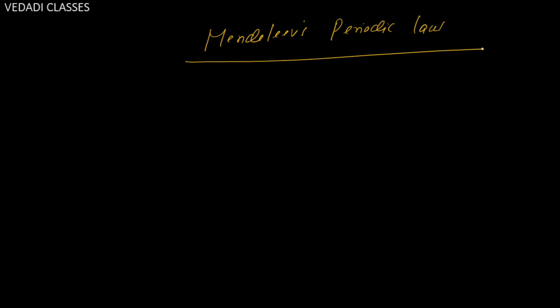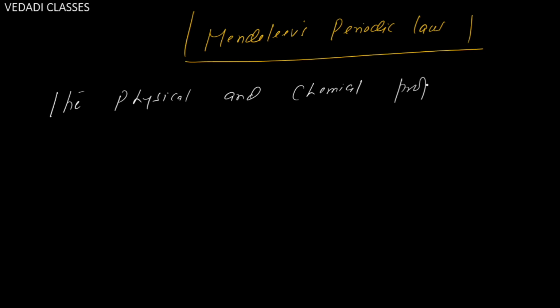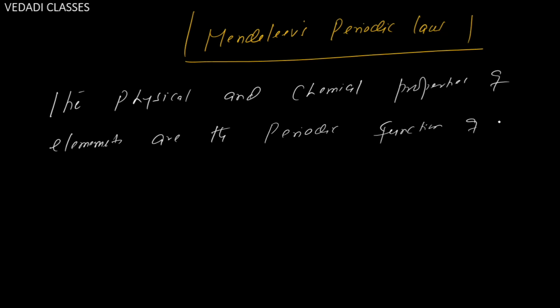So what is Mendeleev's periodic law? Mendeleev's periodic law states that the physical and chemical properties of elements are a periodic function of their atomic mass or atomic weight.